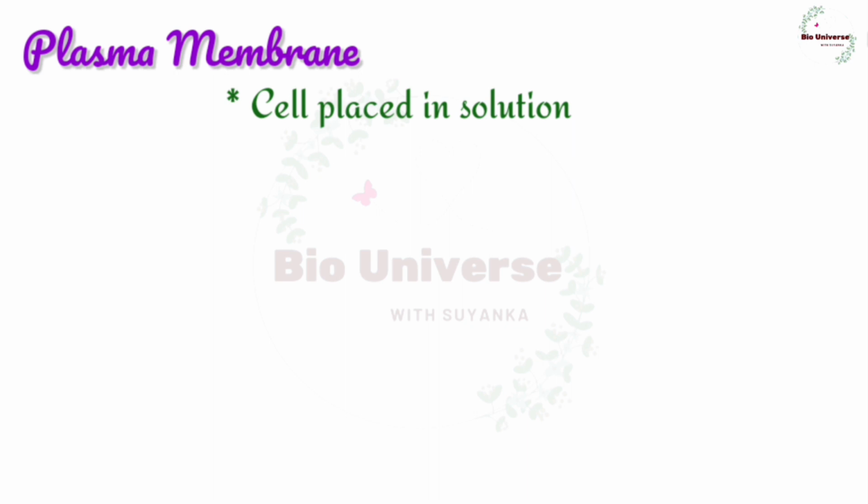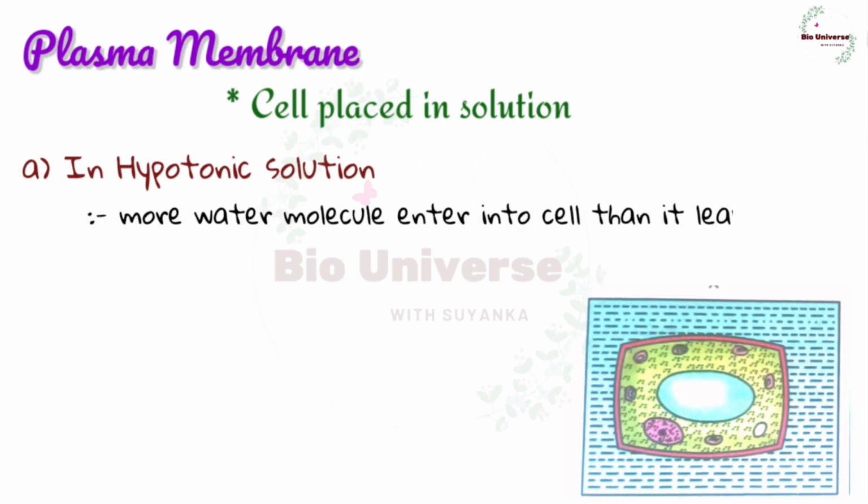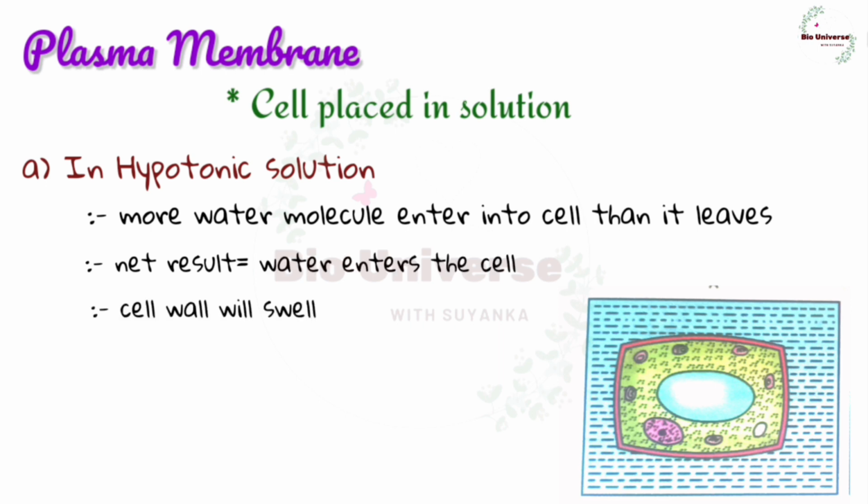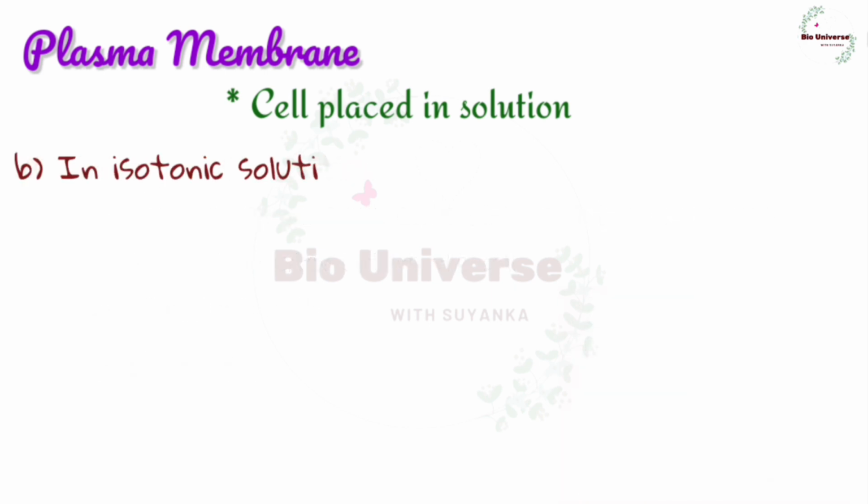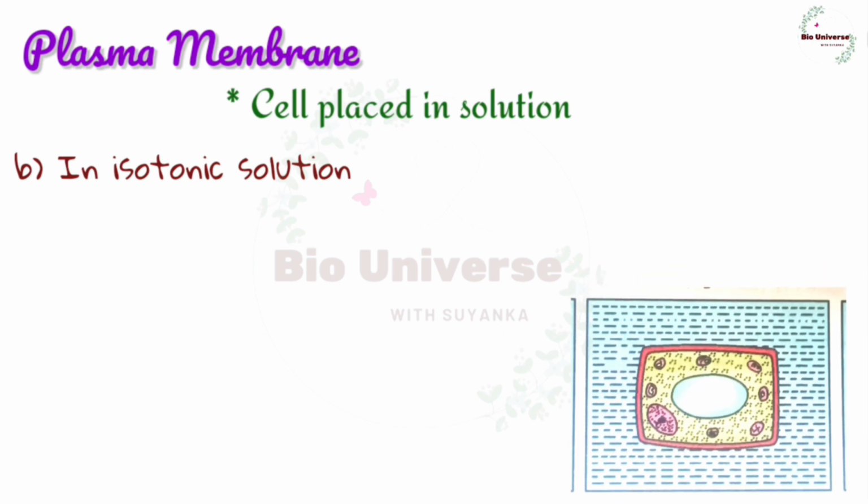If we put a cell into a hypotonic solution, water molecules pass through it in both directions, from outside to inside and from inside to outside. However, more water molecules will come into the cell than leave. It is due to the difference in their concentration. The net result is that water enters and the cell will swell. This phenomenon is called endosmosis.